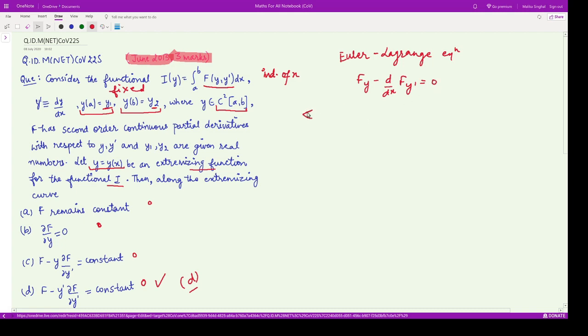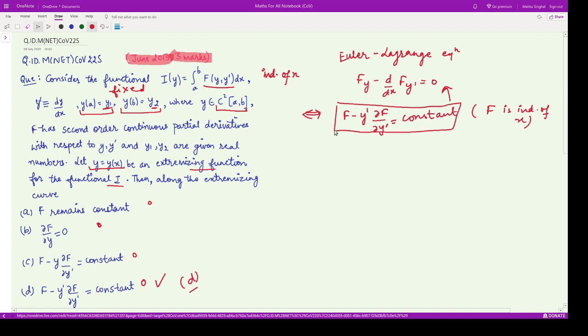Now how can we derive this form, f minus y dash del f by del y dash is equal to constant, using this equation? In this we must have a condition that the given function f is independent of x, the independent variable. So let us have a look at this. To solve this, assume that this is true, because we want to find the extremal. Moreover, our function f is a function of y and y dash only, that is, it does not contain x.